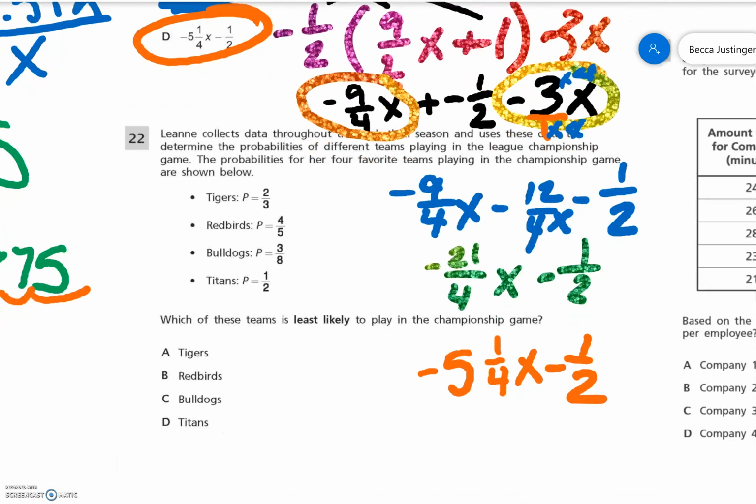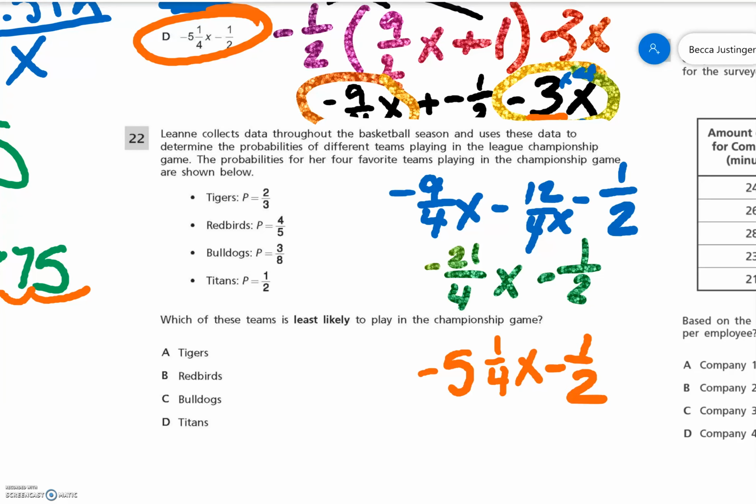All right, Leanne collects data throughout basketball season and uses these data to determine the probabilities of different teams playing in the league championship game. Probabilities of her 4 favorite teams playing the championship game are shown below. Which of these teams is least likely to play in the championship game? So we want to find the one with the lowest probability.